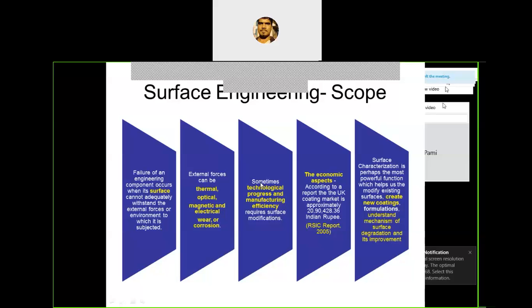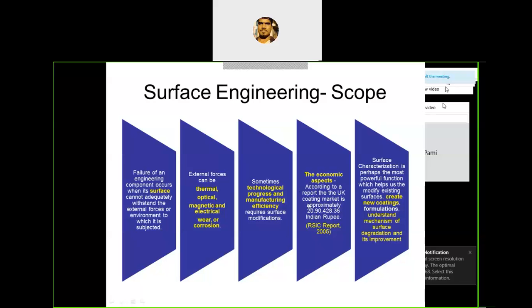Clear? So next, by doing all this, what are its economical aspects? By applying the coatings, in the UK, approximately in 2005, there was one report published. By using this coating method, in one industry, they saved nearly more than 20.9 lakhs. So that much saving occurs. So it becomes more economical in the aspect of economy.